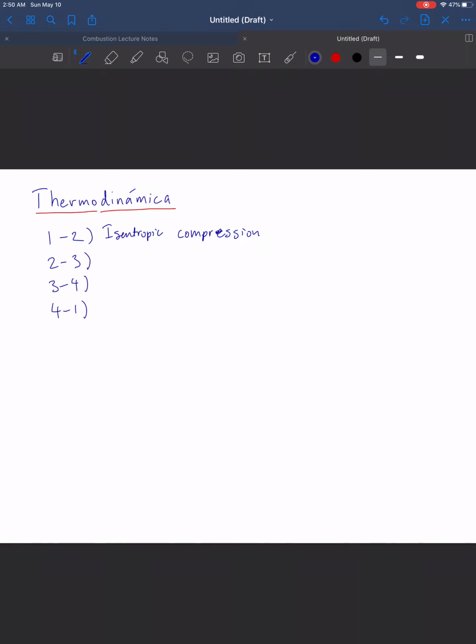2 to 3 is going to be our constant pressure heat addition, right? Sorry, I was trying to teach a video in Spanish earlier. This is the diesel cycle, right? Cool. Now, 3 to 4 is going to be our isentropic expansion, right?